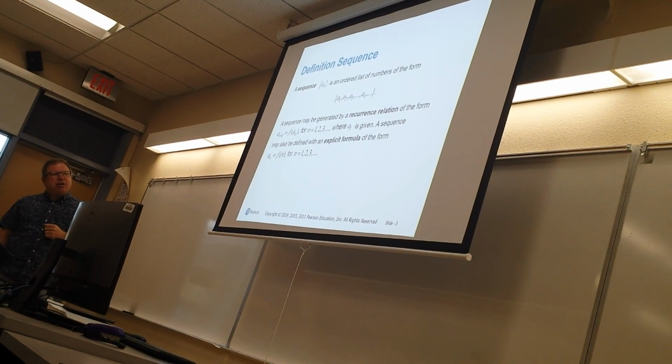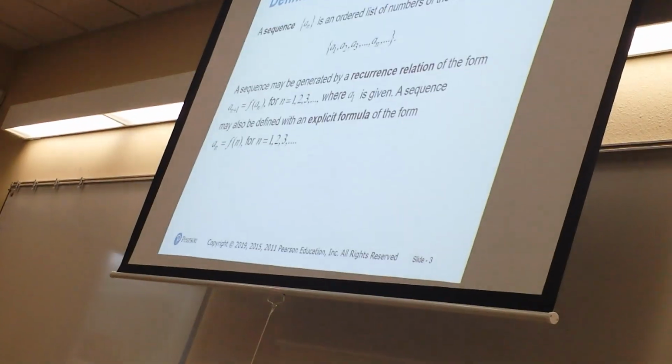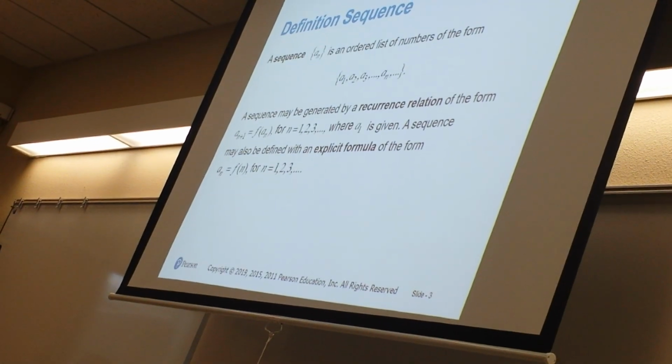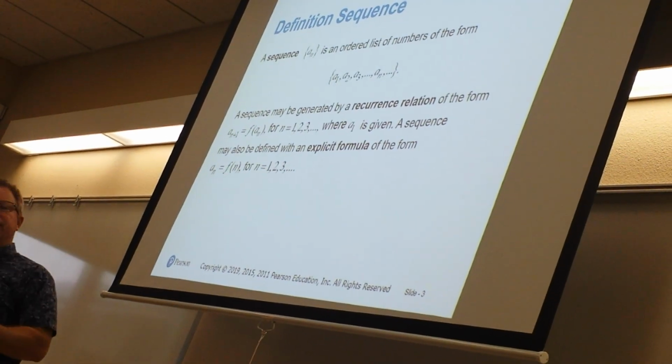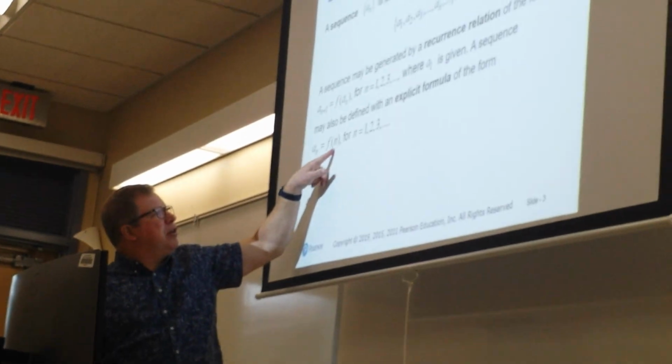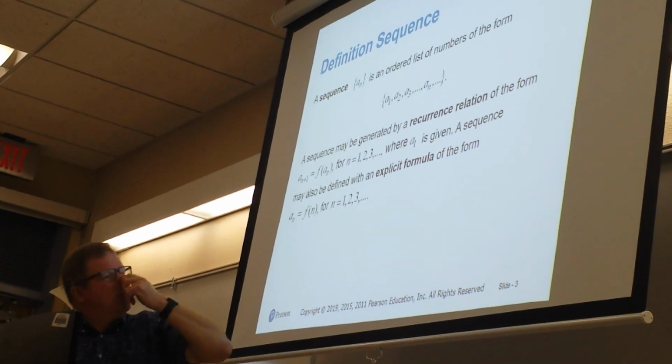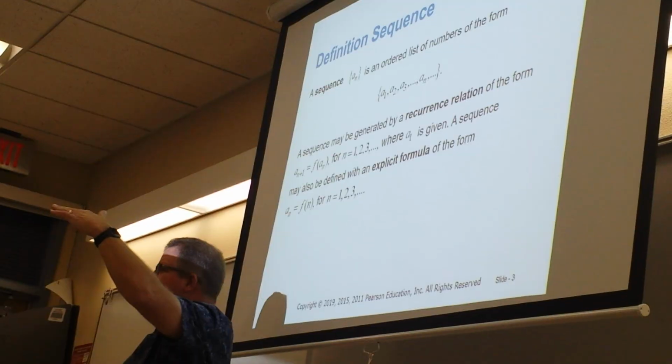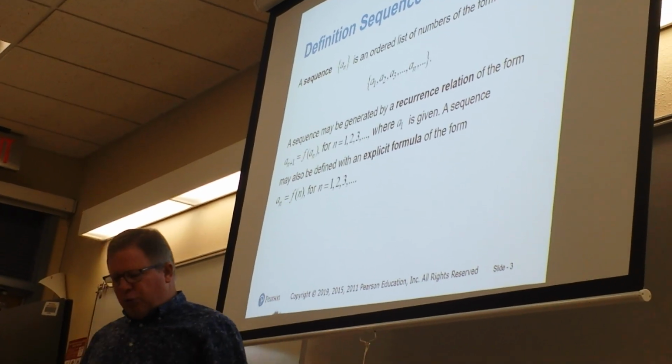A sequence may also be defined with an explicit formula, a sub n equals f of n. So in the explicit formula, we do not need the previous term. Notice here, f of a sub n, that's the previous term that's used in this function. This is just n, not the previous term. So we have recurrence relations and explicit formulas.